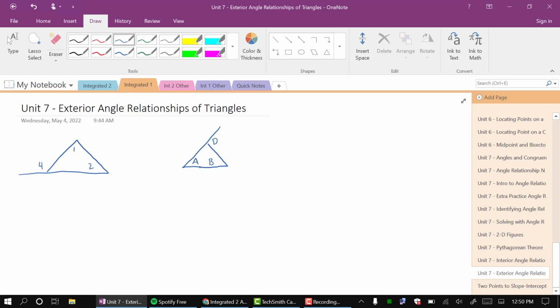So this is known as the exterior angle relationship for triangles. These two angles inside here, this angle right here and this angle right here, with respect to this angle, this is our exterior angle. If you think about it, that's outside the triangle. Same thing here. D is our exterior angle. It's outside of the triangle.